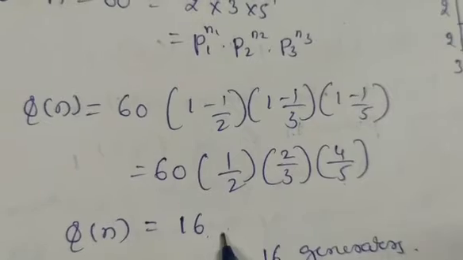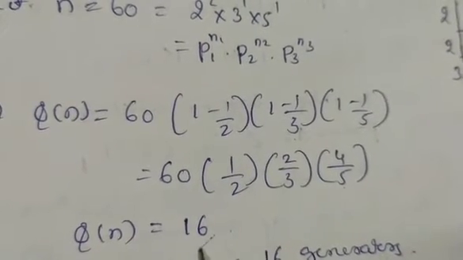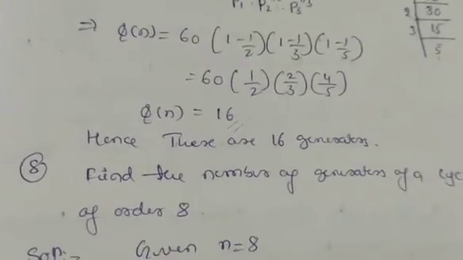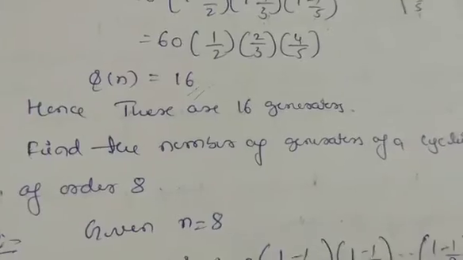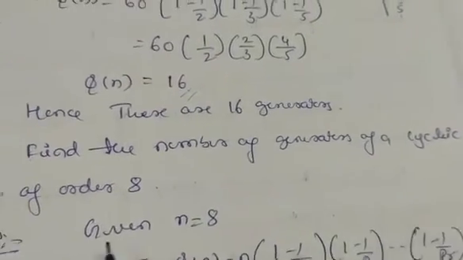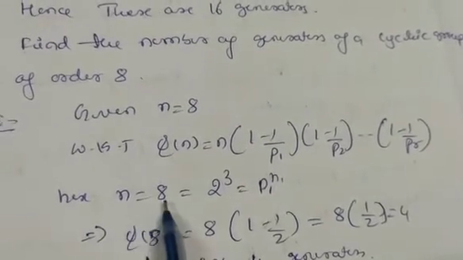So how many generators does it have? It has 16 generators. So this is the number of generators. Hence there are 16 generators. Take one more example. It is exactly the same. Find the number of generators of a cyclic group whose order is 8. This you can find very easily. So here n is equal to 8.